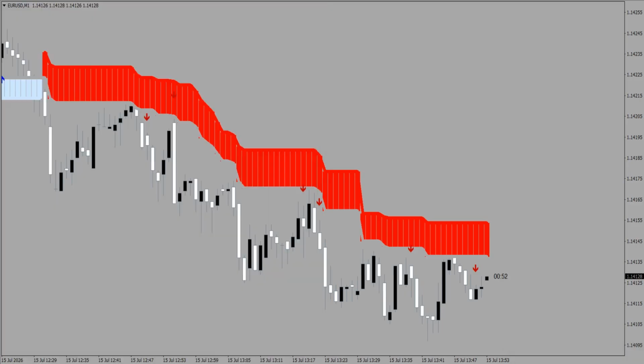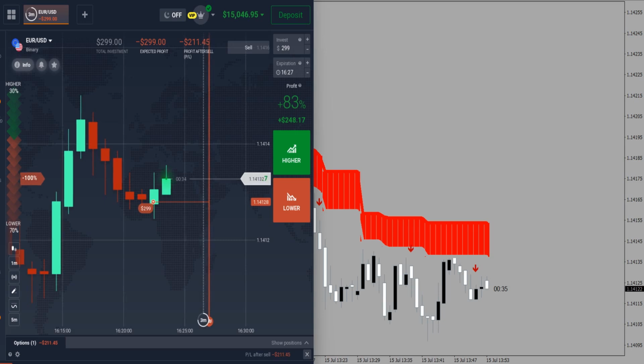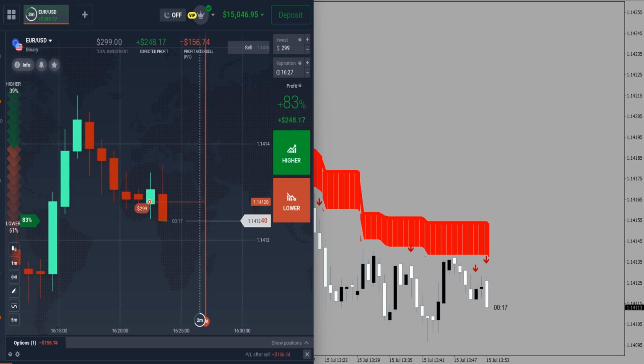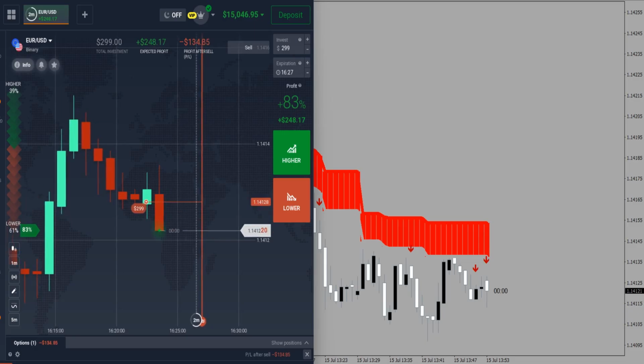Both conditions agree. This is exactly the setup we defined earlier, so we go straight to the platform and place a lower trade with a 5-minute expiry. No hesitation, no second guessing. The rules made the decision for us, not our emotions.